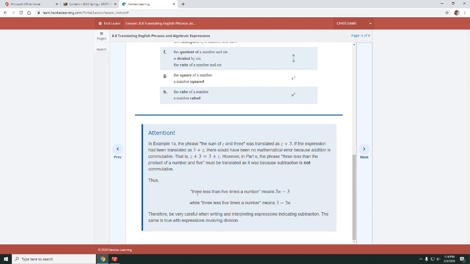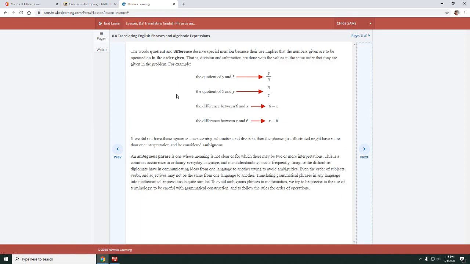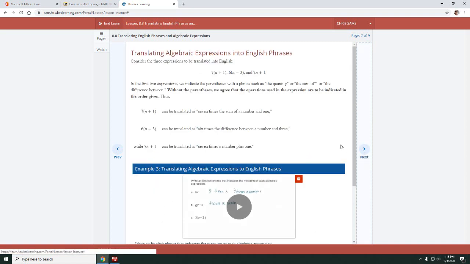Be careful with that. And then 3 less than 5 times the number does not mean this. Okay, if it was commutative, this would be wrong. So that's what they're explaining here. You've got to be careful with this scenario. Okay, so you've got a video example. This is them also explaining this rule. Quotient and difference deserve special mention. The numbers given are to be operated in that order. So that's what I was just mentioning. You can't just put them the way you want to put them. So be careful with those.